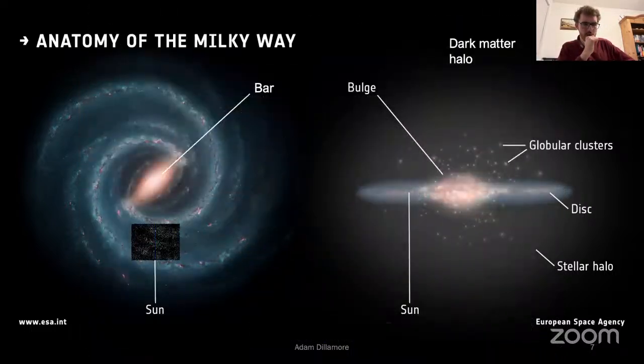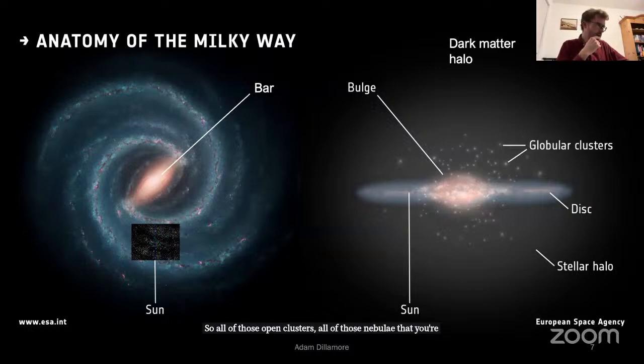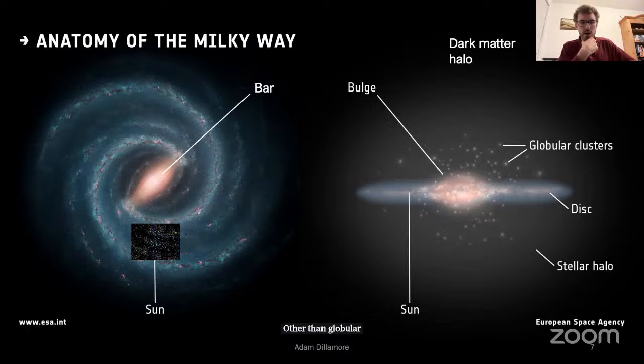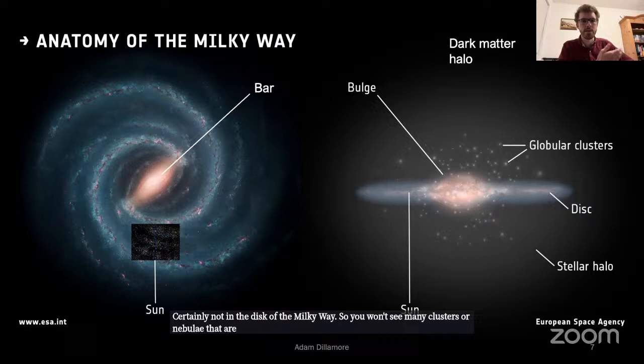So all of those open clusters, all of those nebulae that are very familiar sights in the night sky occupy this quite small portion of the Milky Way's disk, and there aren't many objects other than globular clusters that are much further away, certainly not in the disk of the Milky Way. So you won't see many clusters or nebulae on the opposite side because they're hidden behind the central regions and behind the bulge.